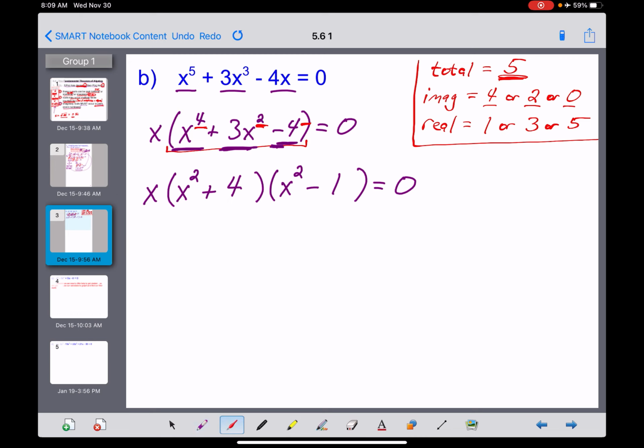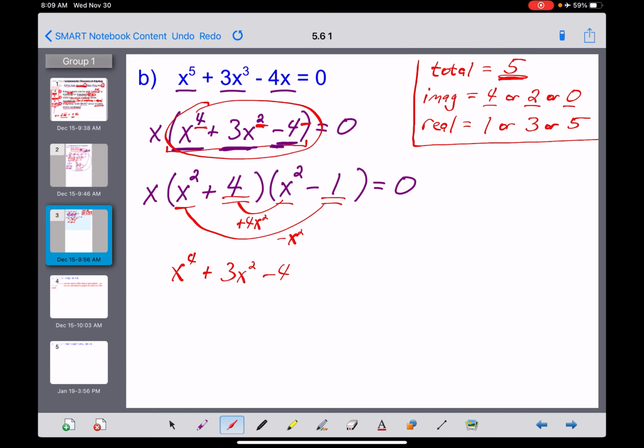Now you can always check your answer with FOIL here. X squared times x squared is x to the 4th. My outer product is a minus x squared. Let me write that there, minus x squared. My inner product is a plus 4x squared. Those 2 like terms combine into a plus 3x squared. And then my last product is positive 4 times -1. That's a minus 4. And sure enough, that matches the quartic trinomial that I was going for.